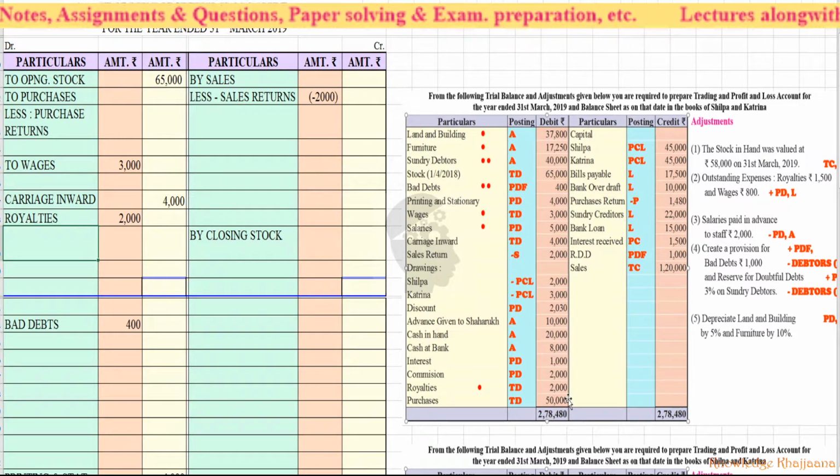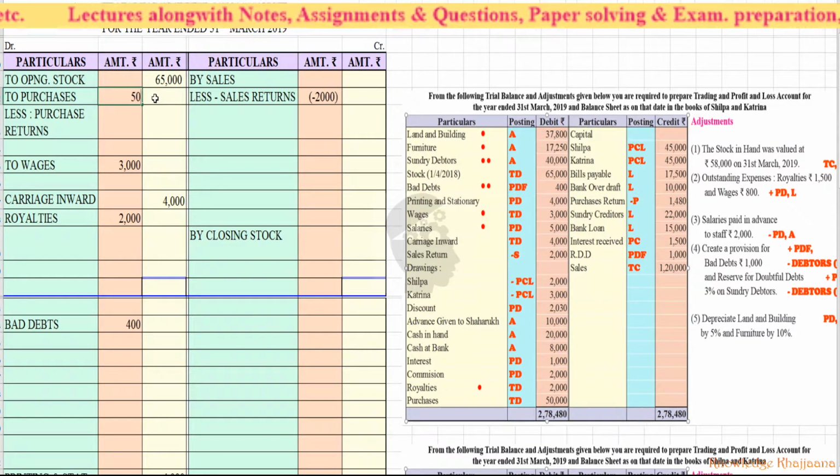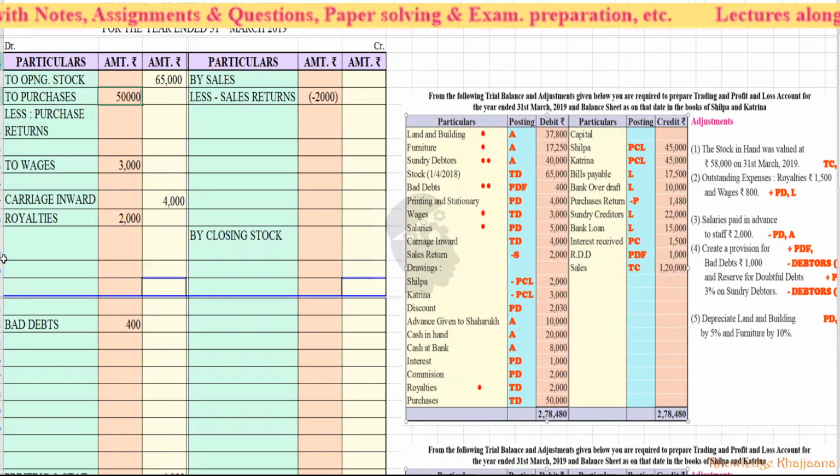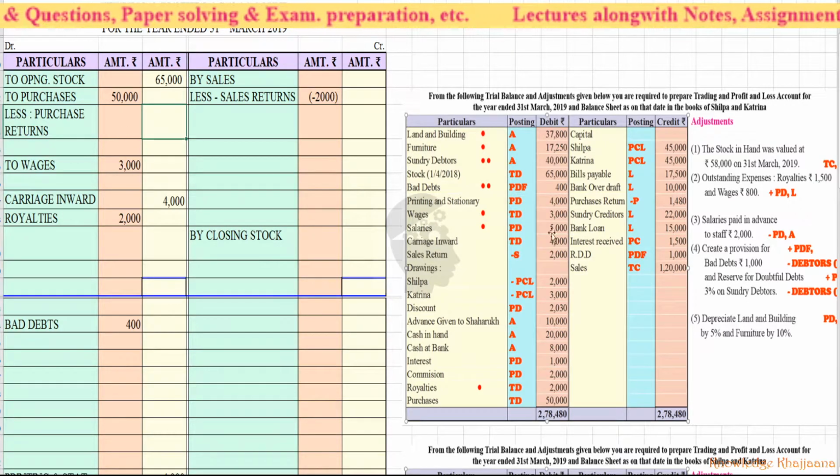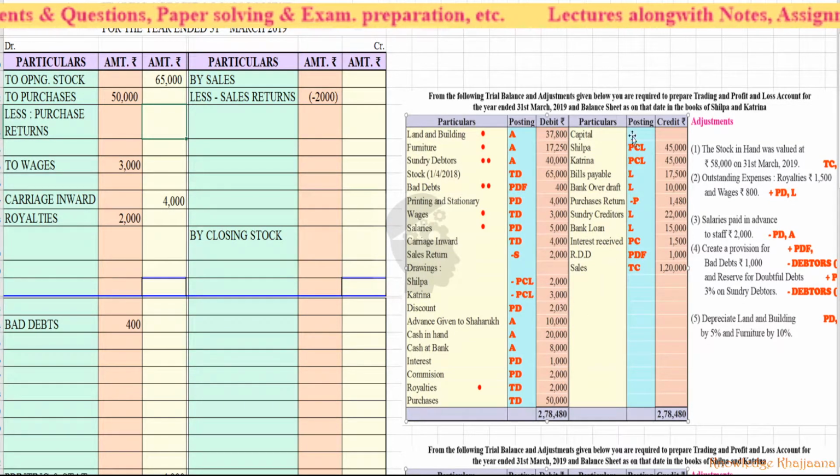There is no adjustment, there must be an adjustment of purchase return. So we will write the amount of purchases in the inner column. Purchases. So far we have finished posting of the items in the debit side of the trial balance. Next, the credit side of the trial balance.